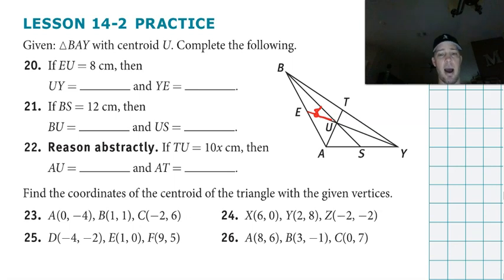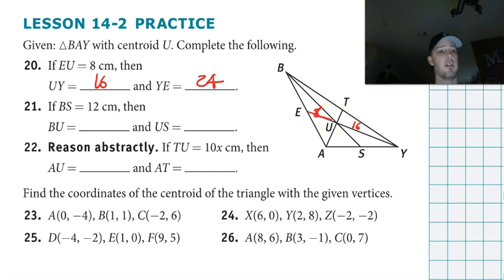What is YU? The centroid measure theorem says that the distance from the vertex to the centroid is twice as much as the distance from the centroid to the midpoint. It does tell us this is a centroid, so this would be twice as much, 16. So YU is 16. And then the whole thing is 16 plus 8, which is 24.